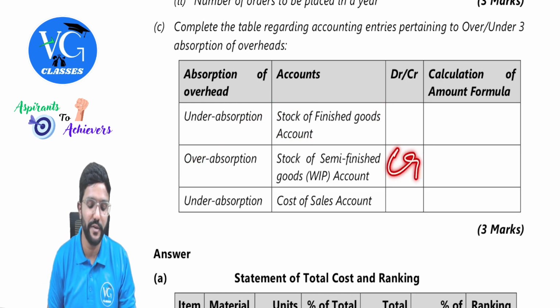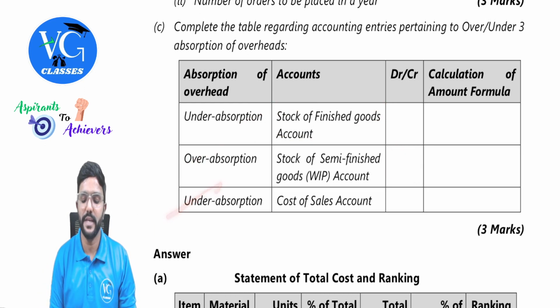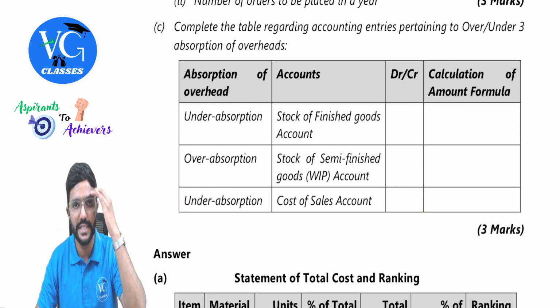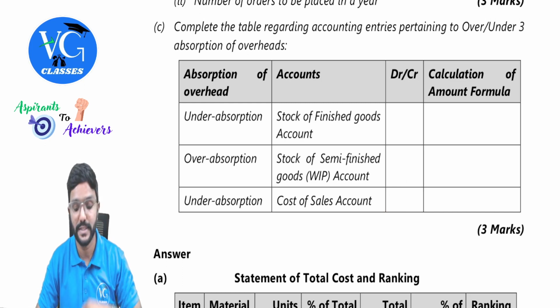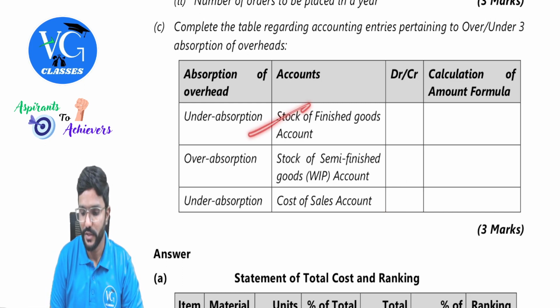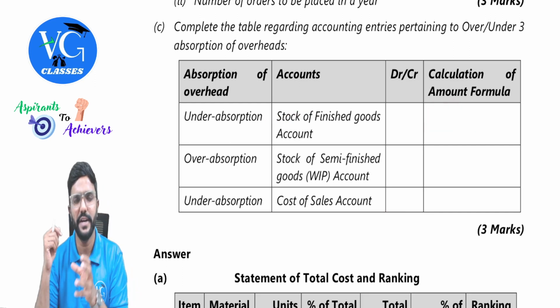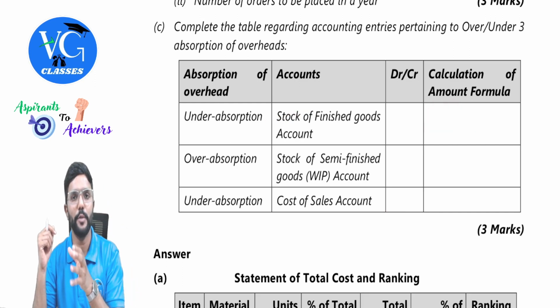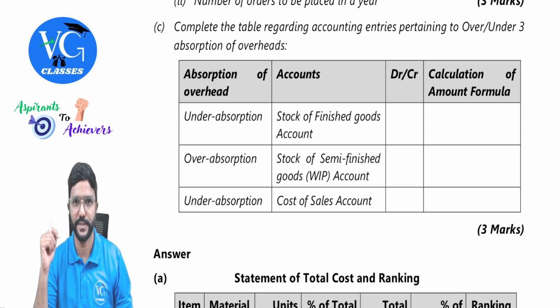So I need to give a credit for it. Then under absorption, again same story, we need to debit it because less debit is given. So now we need to adjust it by giving some more debit. If it is a finished goods, what would the calculation formula be, guys? Supplementary rate. How do we calculate supplementary rate? You know, na? Amount of under absorption or over absorption divided by number of units.